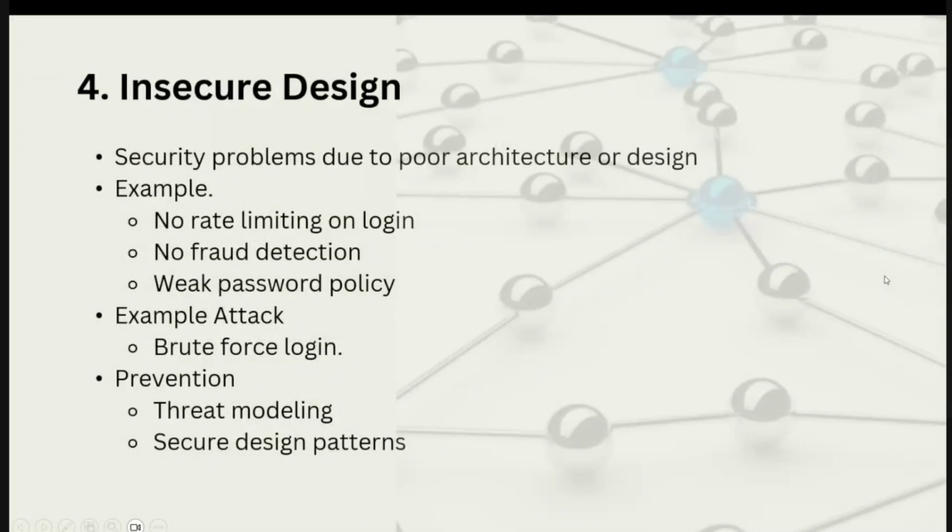And the next is insecure design. It's the fourth vulnerability in the OWASP Top 10 2021. Security problems due to poor architecture or design belong to insecure design. Examples: no rate limiting on login, no fraud detection, weak password policy, and an example attack is brute force login. Just imagine we have a website without rate limiting. The attacker can try 100 or 1,000 times, and in those attempts he will find the proper credentials for the login. It can be prevented by enforcing threat modeling and secure design patterns.